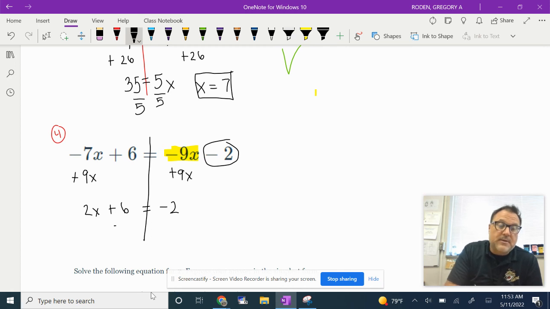All right, so now we'll subtract 6 from both sides. And then we have 2x equals, now this one's interesting.